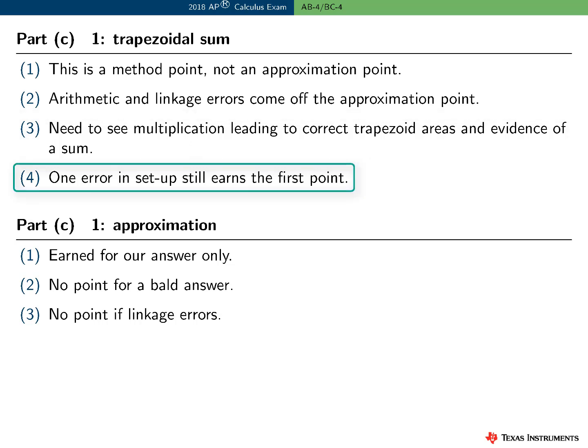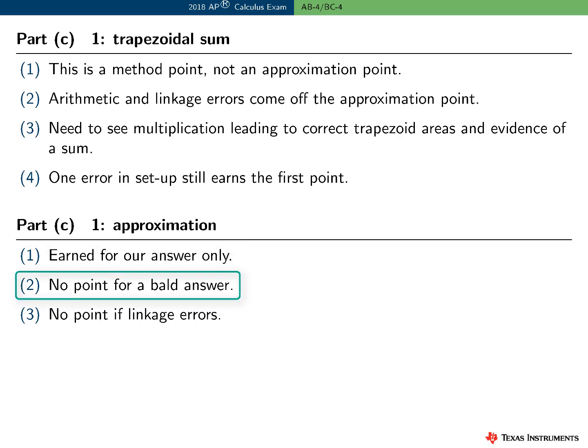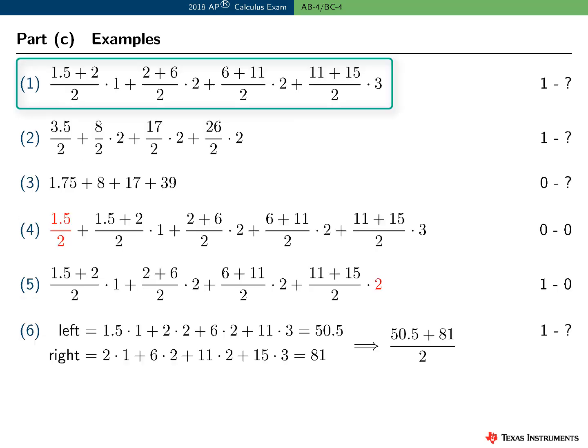And if the student makes only one error in presenting a clear trapezoidal sum, they still earn this first point, but are not eligible for the second point. The second point in Part C is for the approximation. This point is earned for our answer only. The student does not earn the point for a bald answer, an approximation without any supporting work. And again, this point is not earned if there is a linkage error.